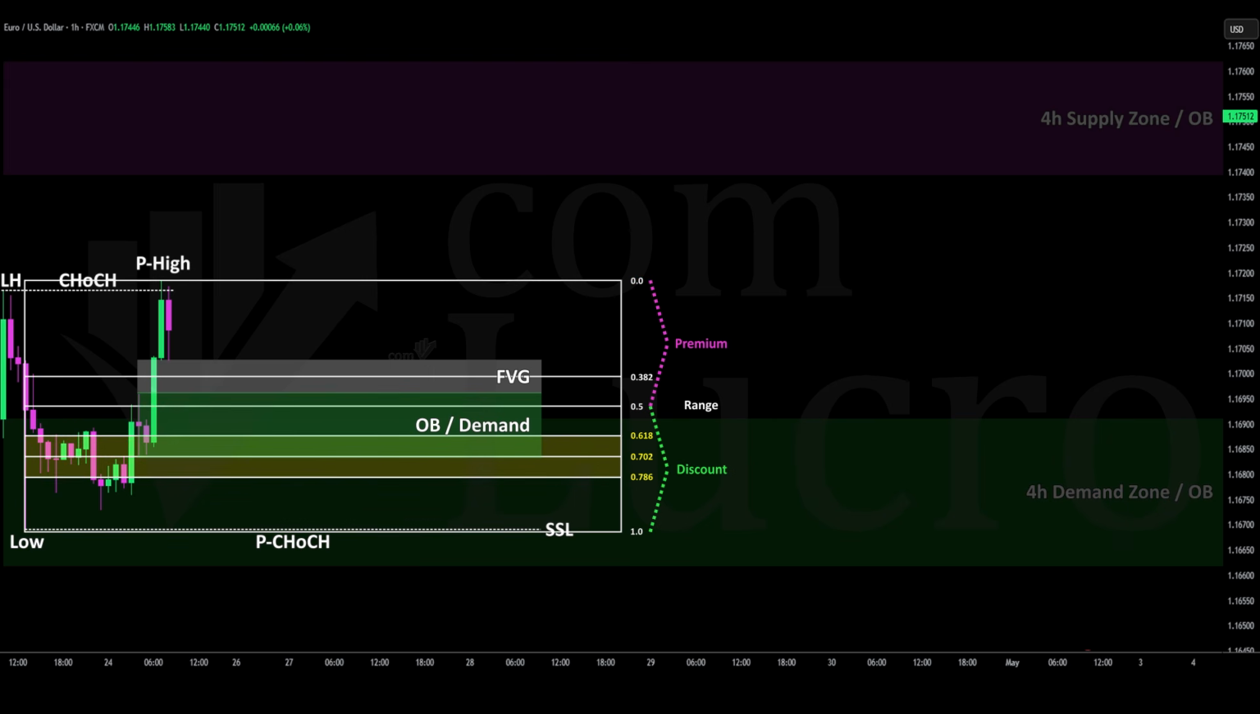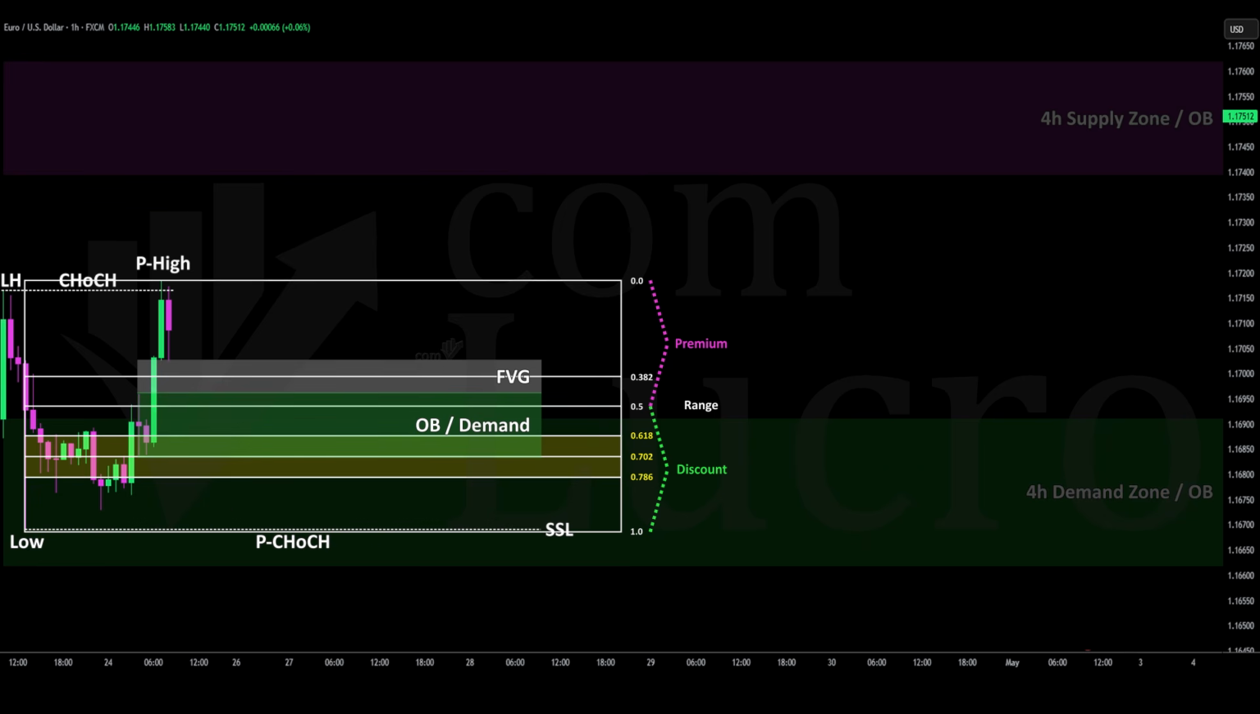Now that the structure is confirmed, we can map the Fibonacci retracement and identify where the premium and discount zones begin to form. As we can see, the fair value gap is positioned around the premium zone, which will become our primary execution area for this strategy.